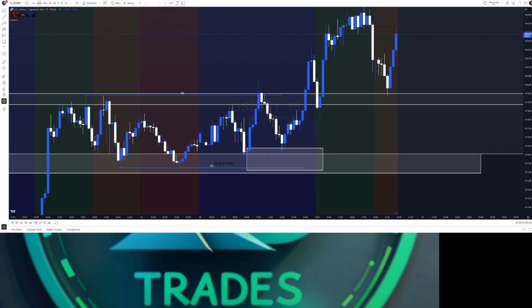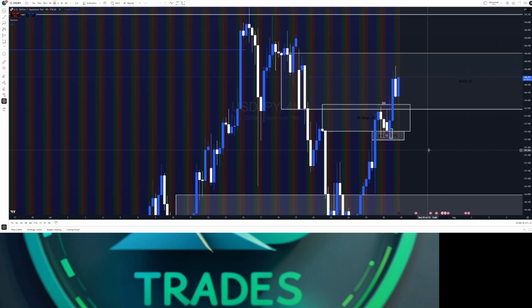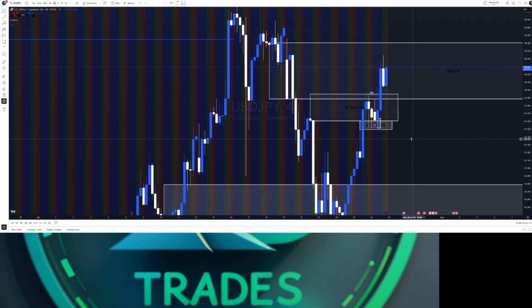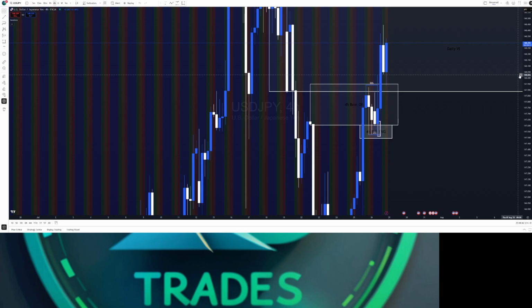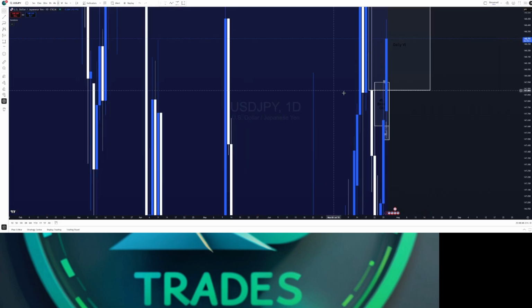Hey traders, let's take a look at a trade that we could have taken on UJ. So going to the 4 hours, you can see that price swept buy and sell side. Now price is in the daily volume imbalance. It's in a daily time frame.